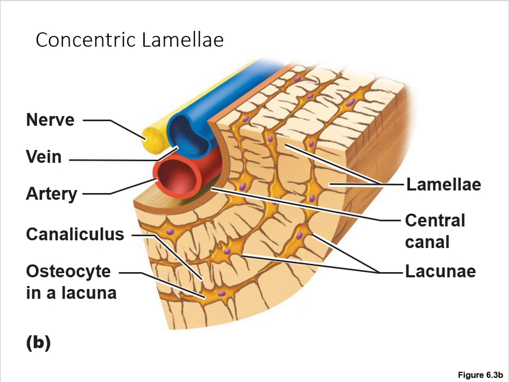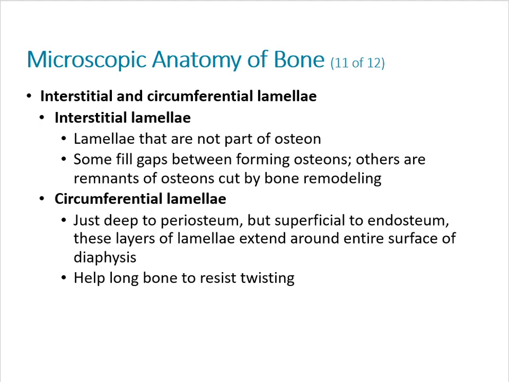These lamellae of the osteon are concentric lamellae. But interstitial lamellae and circumferential lamellae do exist. Interstitial lamellae are not a part of the osteon. They do fill gaps between forming osteons, and they're the remnants of bone remodeling. Circumferential lamellae are just deep to the periosteum, and they're superficial to the endosteum, and they're layers of lamellae that go around the entire shaft surface of a long bone. That shaft surface is called the diaphysis. So that's going to help long bone resist twisting.